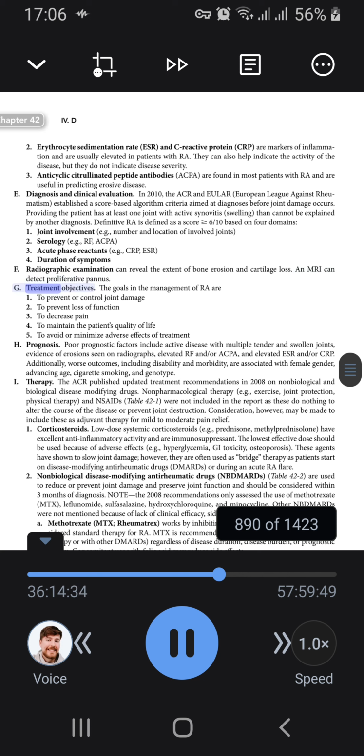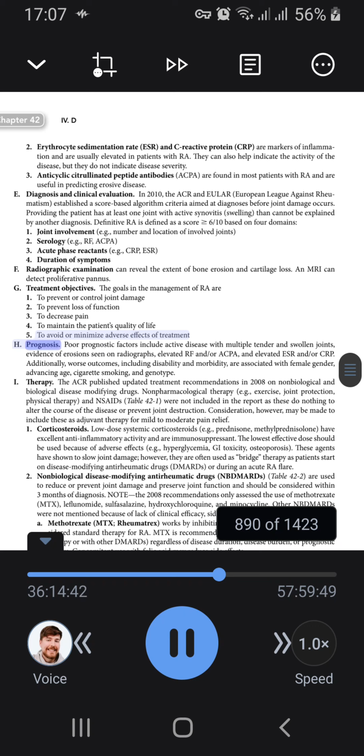G. Treatment objectives. The goals in the management of RA are 1. To prevent or control joint damage. 2. To prevent loss of function. 3. To decrease pain. 4. To maintain the patient's quality of life. 5. To avoid or minimize adverse effects of treatment.